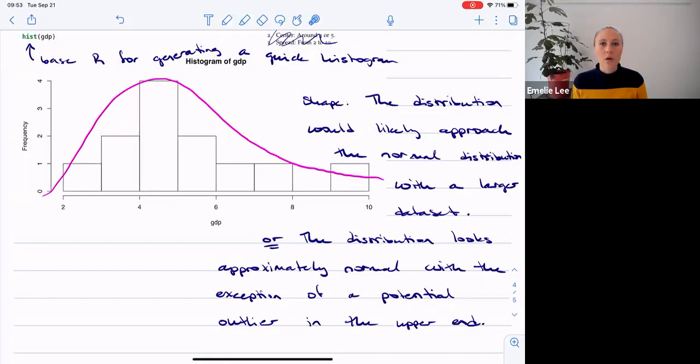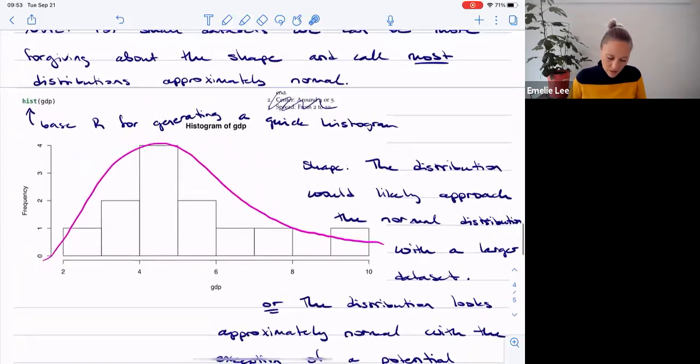Okay. And so different options, right? You could argue, well, if I collected more data, it would probably smooth out and look like a normal distribution, or just flat out, it looks like a normal distribution with an outlier. Okay. Good.